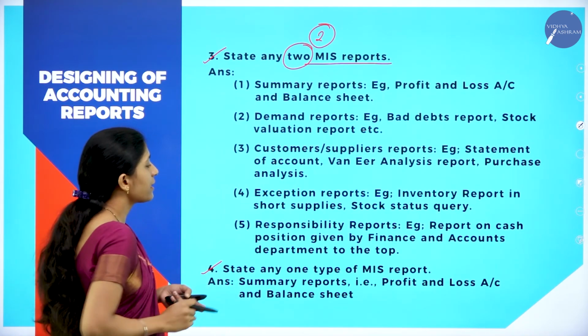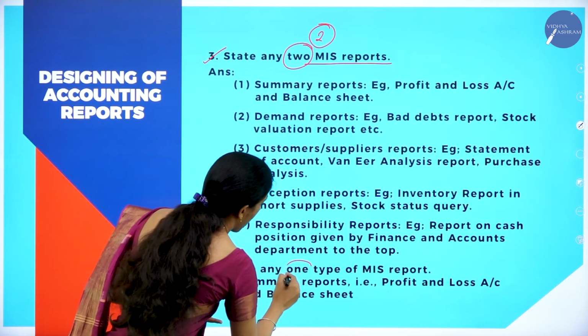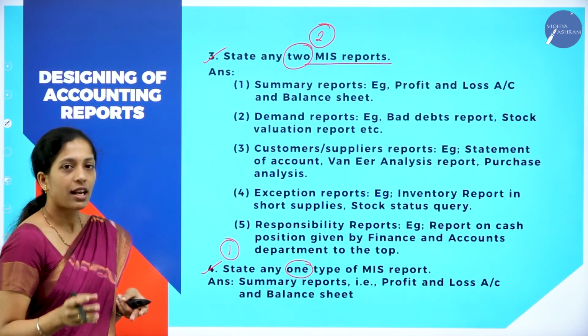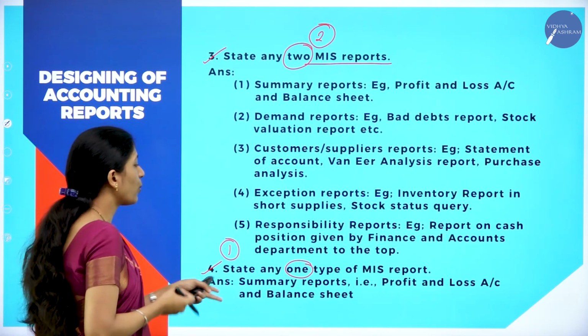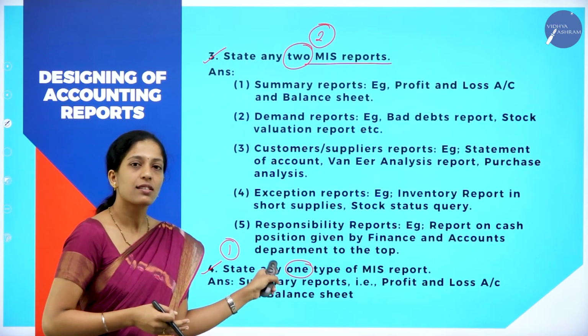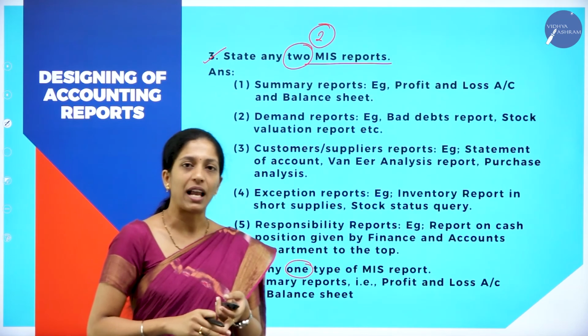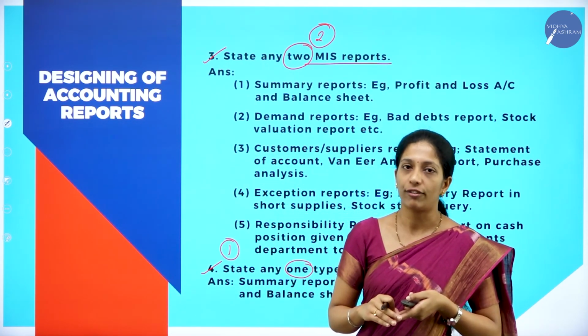Next, fourth question: state any 1 type of MIS report. Since they have asked any 1, this is for 1 mark. You can write any 1. Better you take the summary report, which includes profit and loss account as well as balance sheet. So these are the expected questions on designing of accounting report.